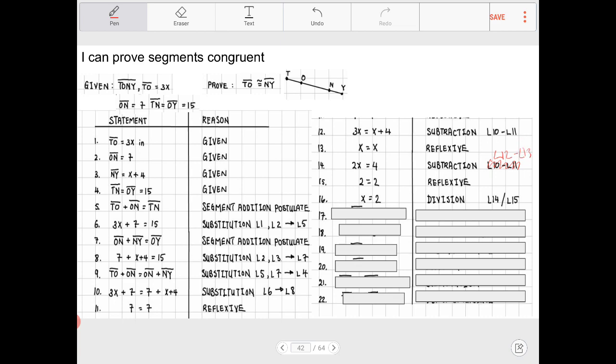Okay. And since we have x is equal to 2, we can now solve for what TO and ON is, right? So TO is equal to 3 times x, so we can say 3 times 2, which is substitution. So we're substituting information from line 16 all the way back into line 1.